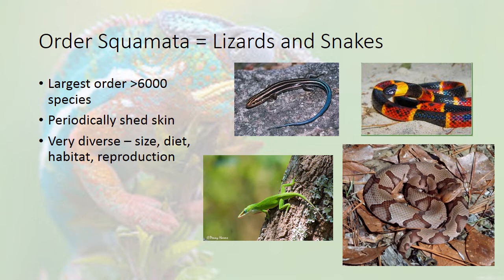The last order, Squamata, the lizards and snakes. This is the largest order, containing over 6,000 species. Super diverse, too. They're spread all over the world. They vary widely in size. There's some tiny, tiny ones and some enormous ones. Their diets vary. There's some that are carnivorous, some that are herbivorous, some omnivores, so just about everything. Same thing with reproduction. Some live birth, some lay eggs. Very wide variety here, and we've gone over a lot of that in lab with the different families.